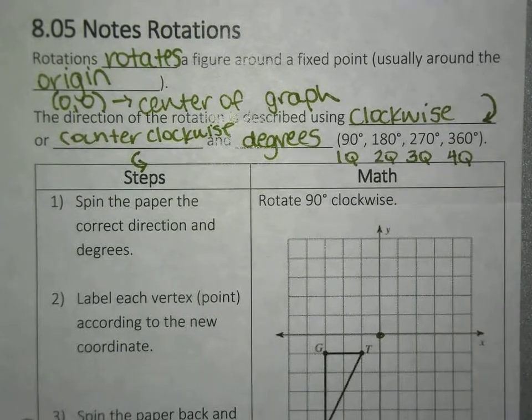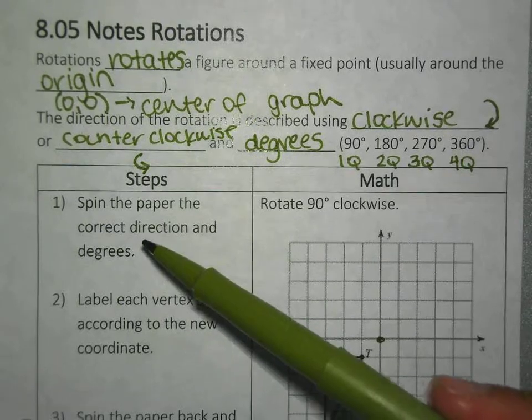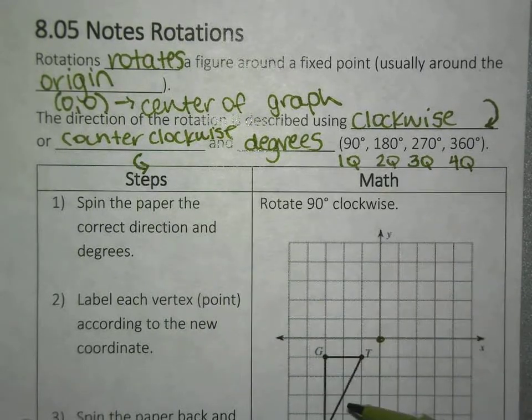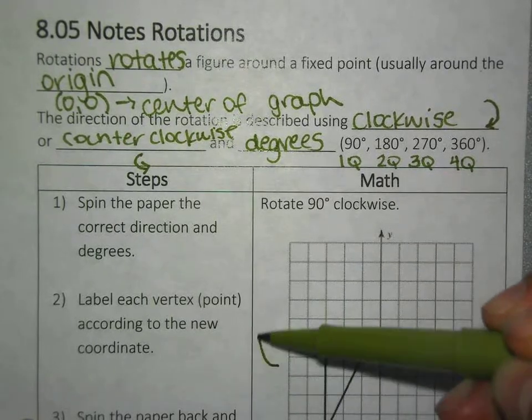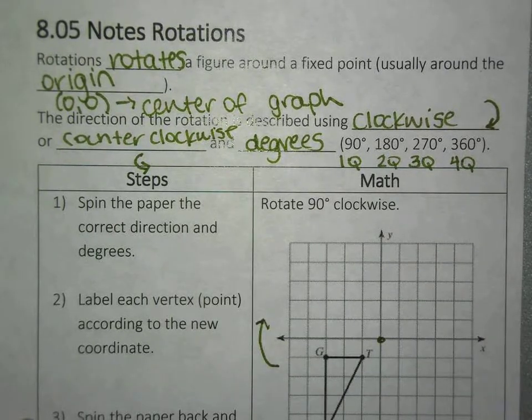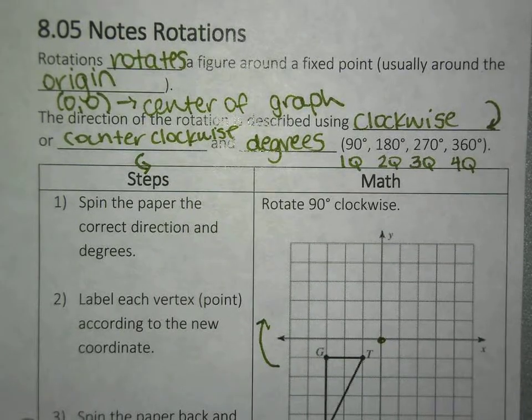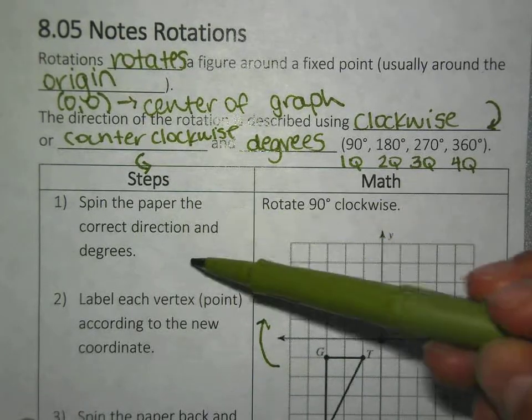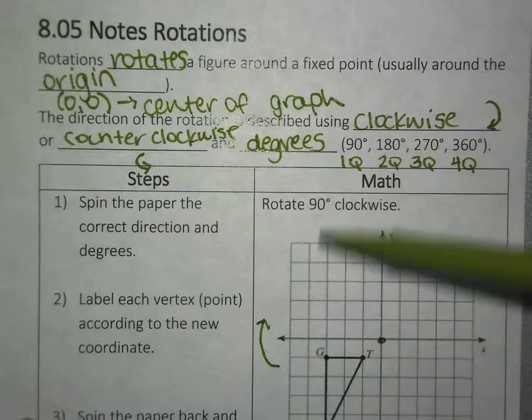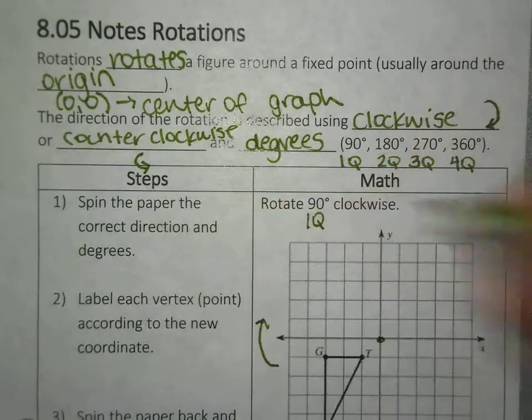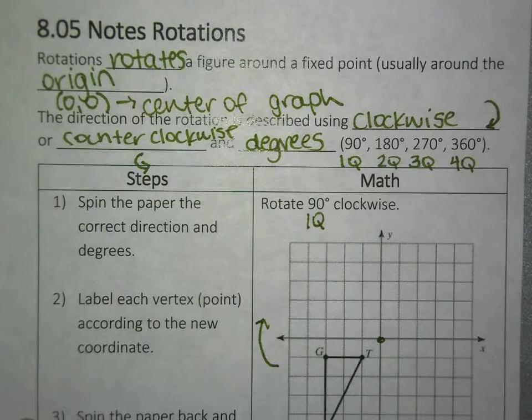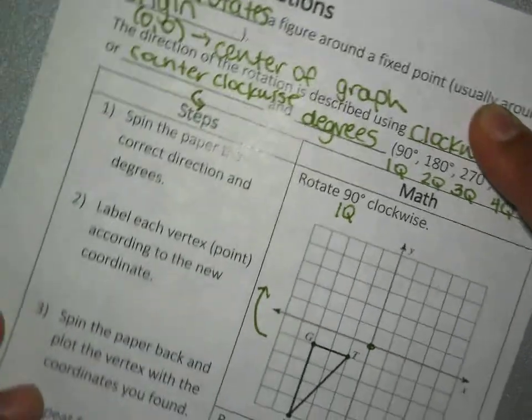So our first step for rotating this figure 90 degrees clockwise, I'm just going to put an arrow to myself, which means to spin my paper that way. If I'm going to spin the paper in the correct direction and the correct degrees, that means I'm going to spin 1 quadrant in that direction. So that means I will take my paper and spin it 1 time.